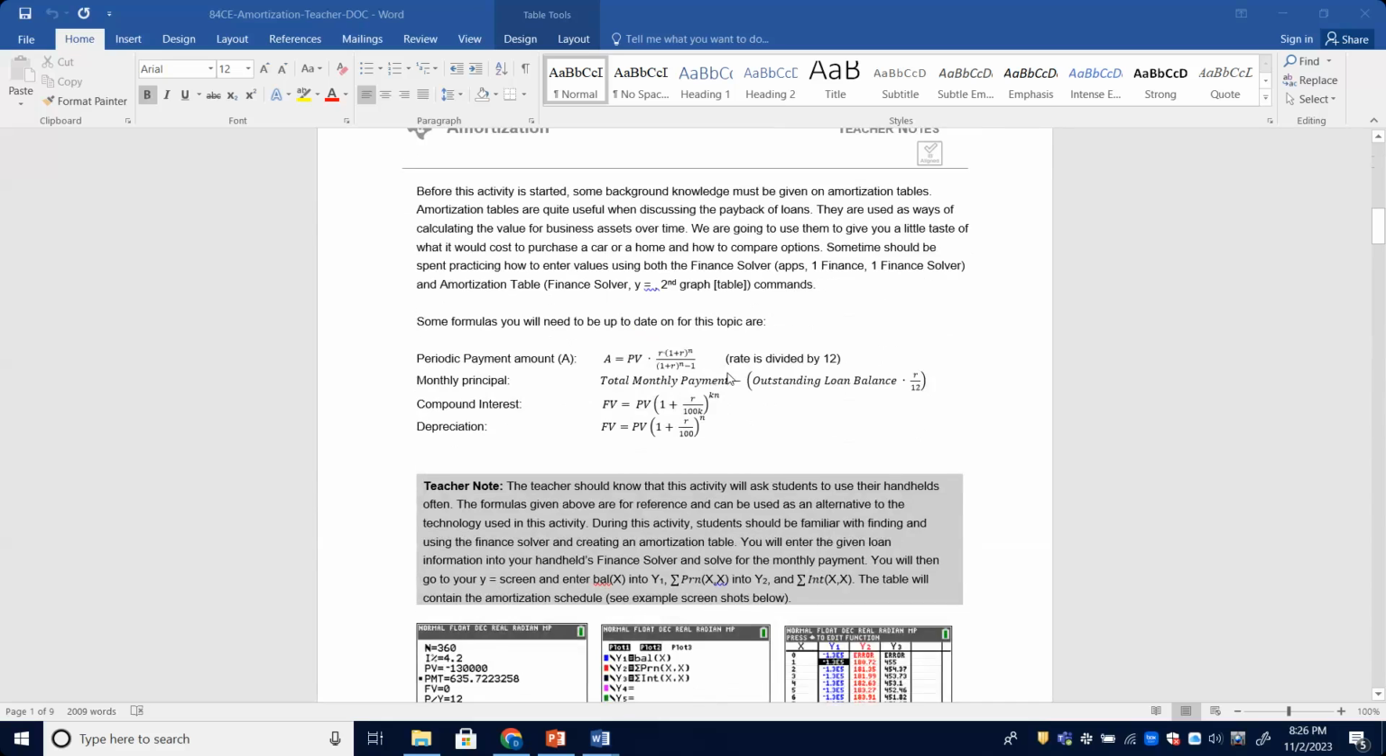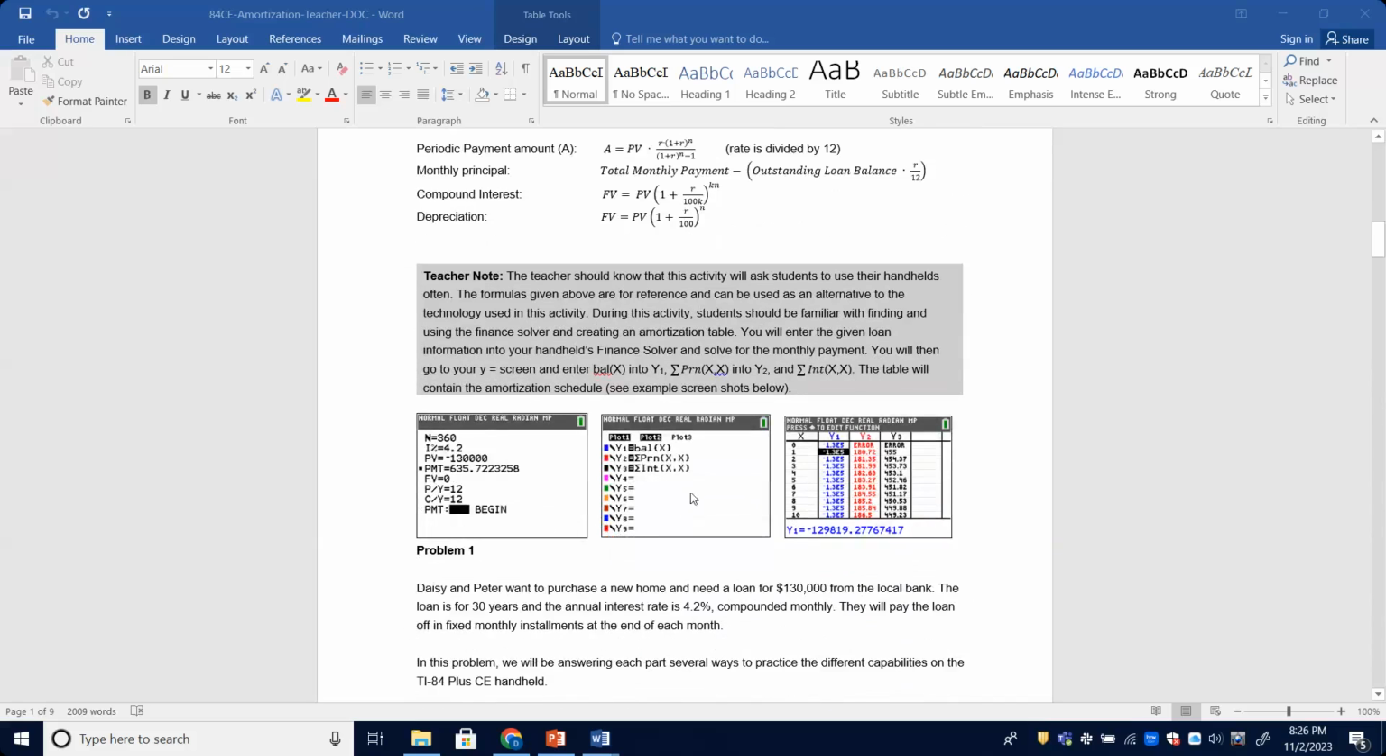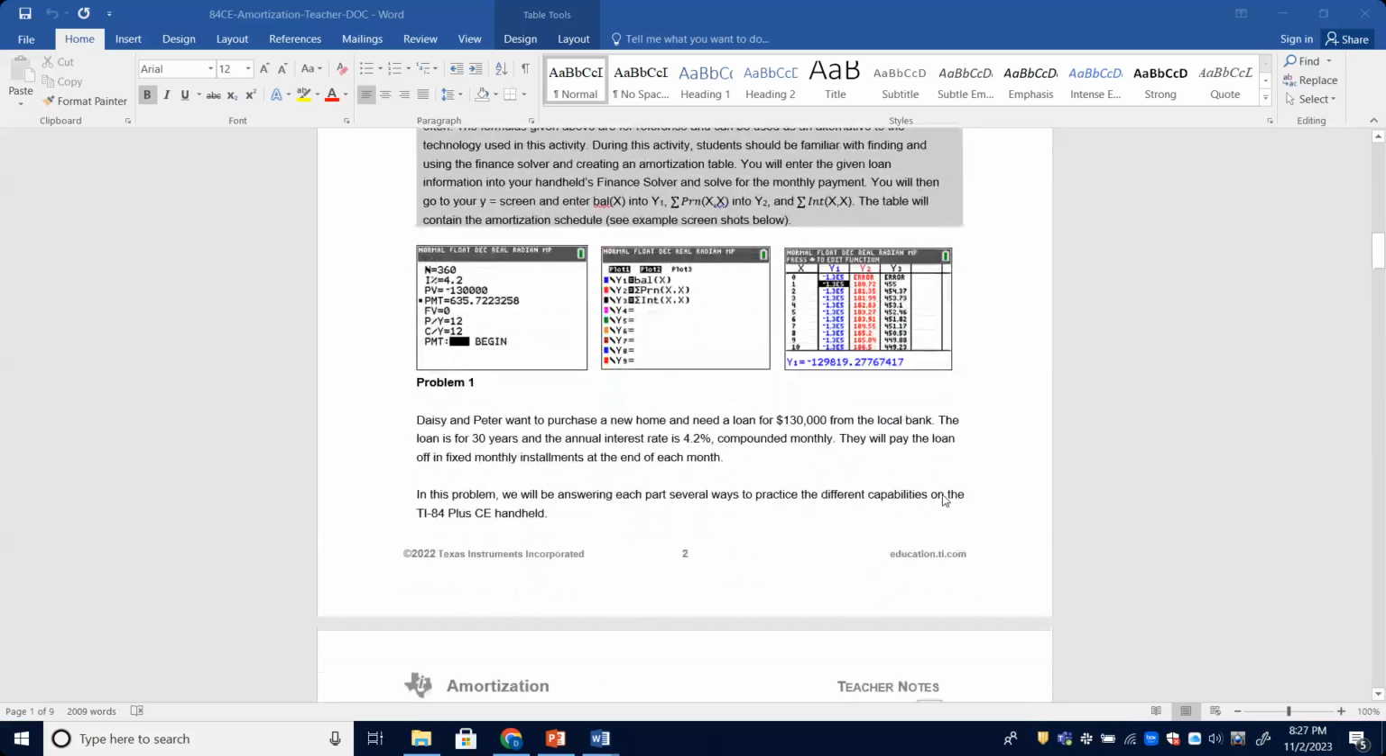What comes with the activity, you'll see there are teacher notes of how to find this information. This is where myself and TI are trying to help you out through the process. You can go through teacher notes about the different keystrokes, how to get to the financial solver, and some screenshots that will be useful to help you along the process. And then it goes through the problems.